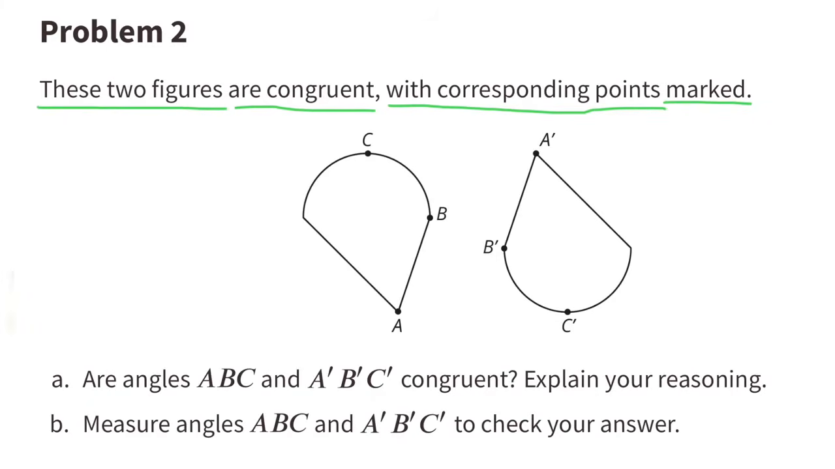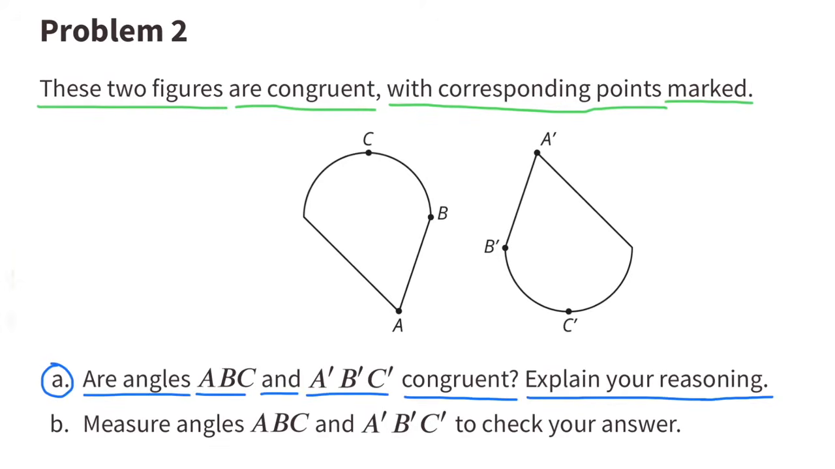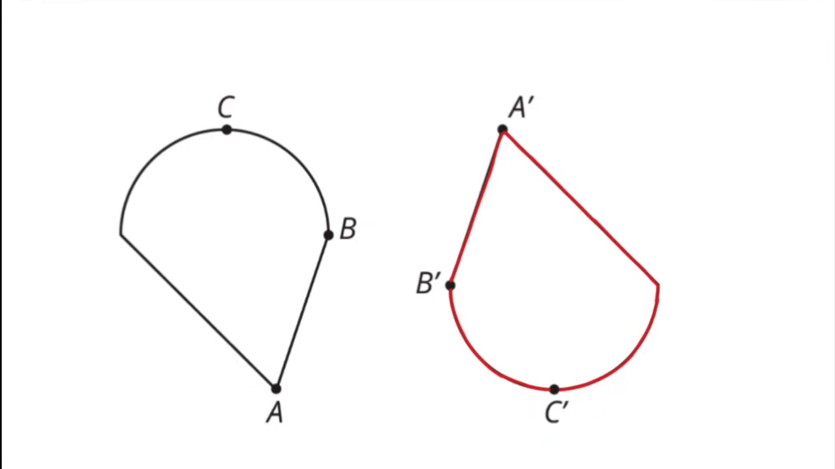Number 2. These 2 figures are congruent with corresponding points marked. A. Are angles ABC and A'B'C' congruent? Explain your reasoning. I traced over the second congruent figure, leaving A', B', and C' identified with tiny gaps in the tracing. And those tiny gaps in the tracing line up perfectly with angles A, B, and C. So angles A, B, and C and A', B', and C' are congruent.